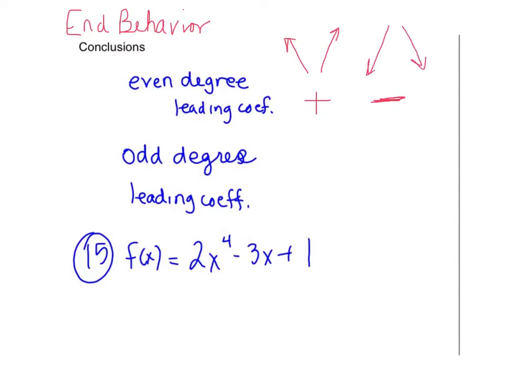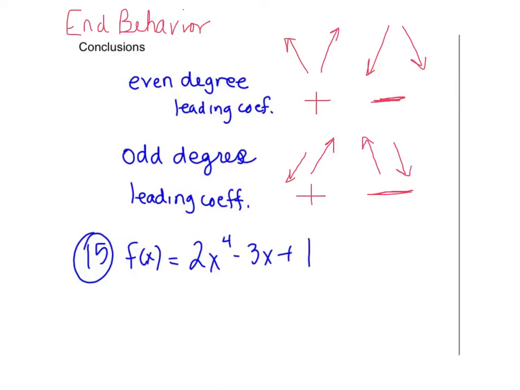If the leading coefficient is negative, right, then it's going to fall on the left and fall on the right. If it is an odd degree polynomial and the leading coefficient is positive, then it's going to fall on the left and rise on the right, just like a cubic. If the leading coefficient is negative, it goes in the opposite direction. It rises on the left and falls on the right. And so that's a conclusion based on here.